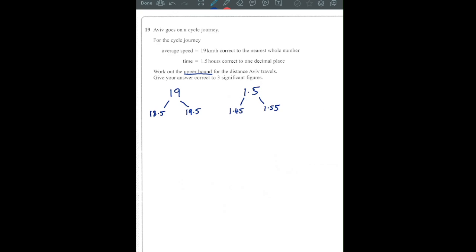We want the upper bound for the distance. Well, what's the formula for distance? Speed is distance over time. SDT is a triangle. If you cover up the D, the distance is equal to speed times time. It's worth having at least one mental check that the units match up. Kilometers per hour and hours, yes they do, we're safe.